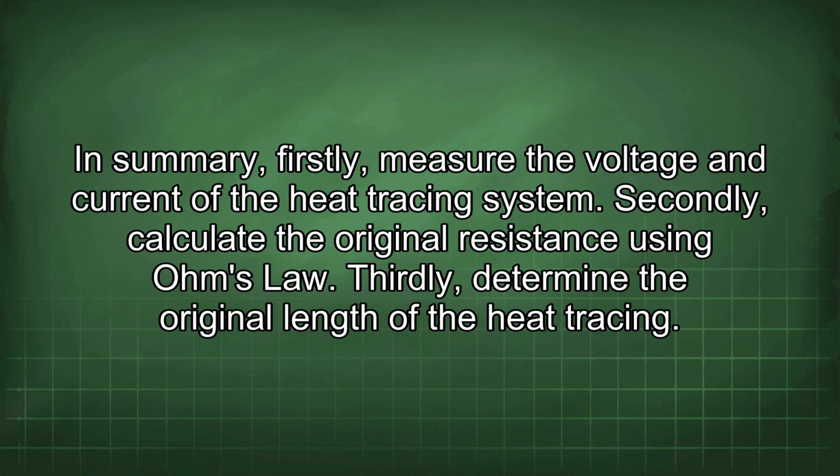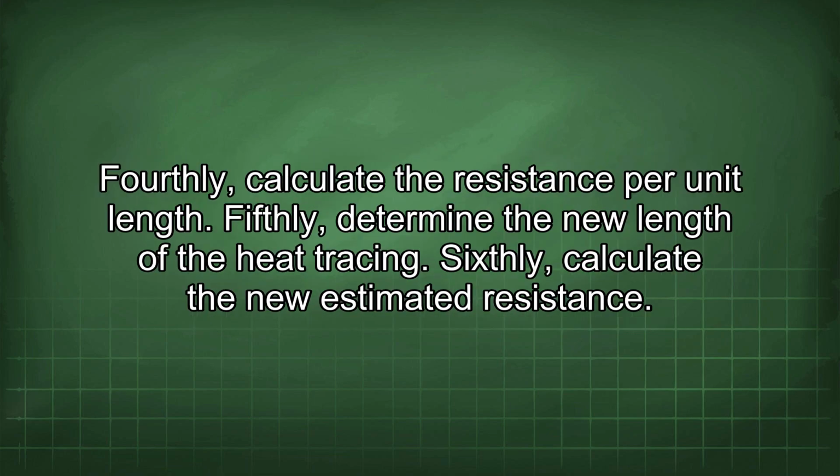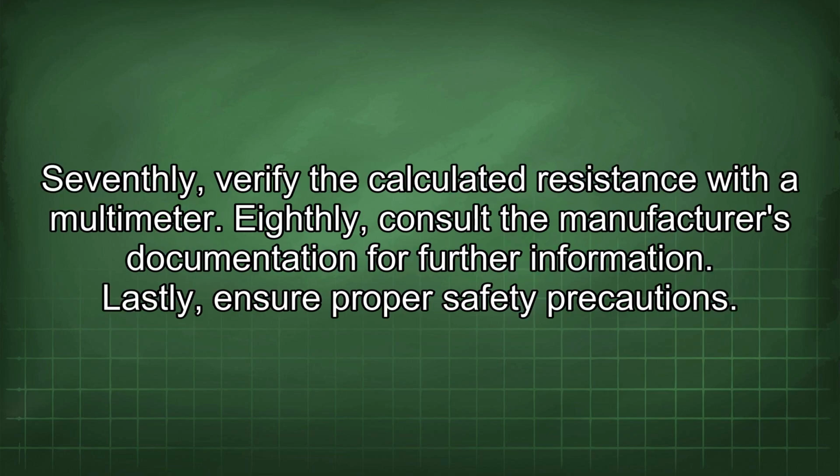In summary, firstly, measure the voltage and current of the heat tracing system. Secondly, calculate the original resistance using Ohm's law. Thirdly, determine the original length of the heat tracing. Fourthly, calculate the resistance per unit length. Fifthly, determine the new length of the heat tracing. Sixthly, calculate the new estimated resistance. Seventhly, verify the calculated resistance with a multimeter. Eighthly, consult the manufacturer's documentation for further information. Lastly, ensure proper safety precautions.